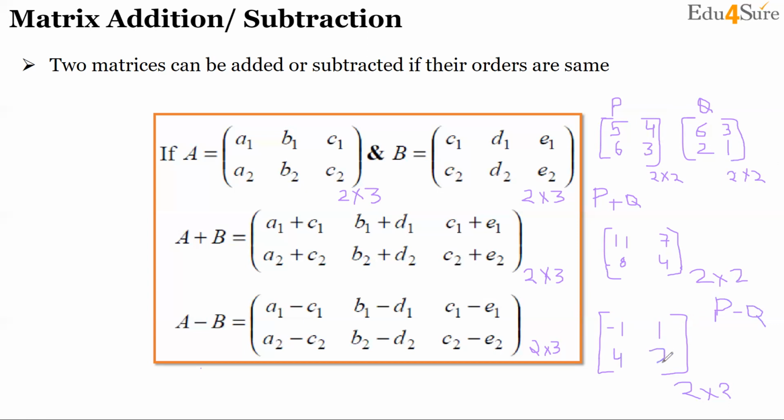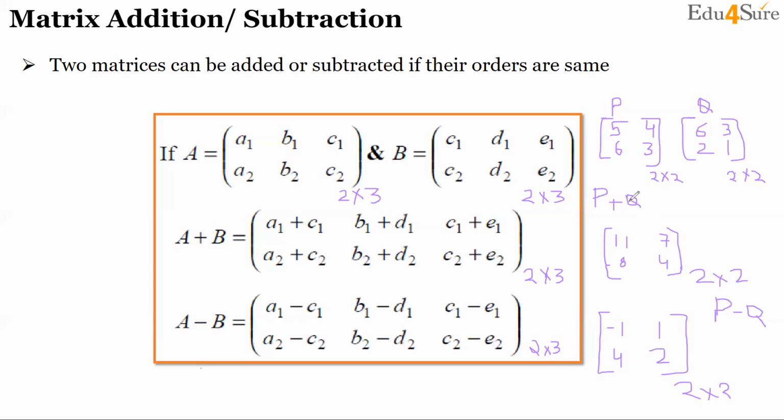So here you can see A1, C1. You can compare: 5 minus 6 will be minus 1. 4 minus 3 will become 1. 6 minus 2 will become 4. And 3 minus 1 will become 2. So we are getting the output in the same order as the input. So like this, we have to perform addition and subtraction on matrices.